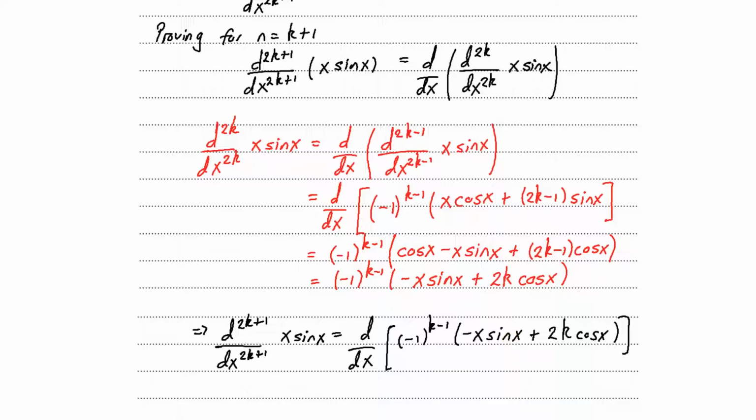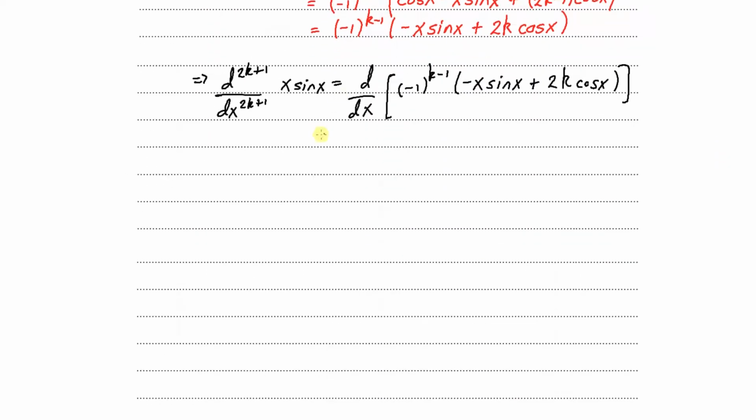So let's now simplify this. We now have, differentiating, minus 1 to the k minus 1, and differentiating minus x sine x, we get minus sine x minus x cos x. And differentiating 2k cos x, we get minus 2k sine x. And we can simplify this a bit further.